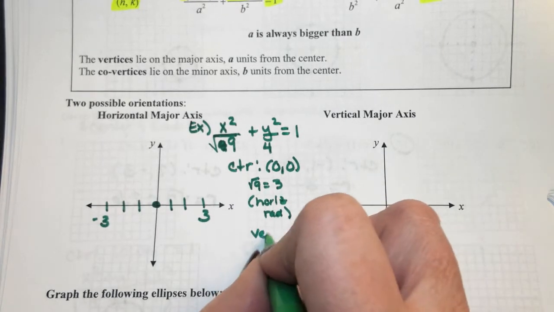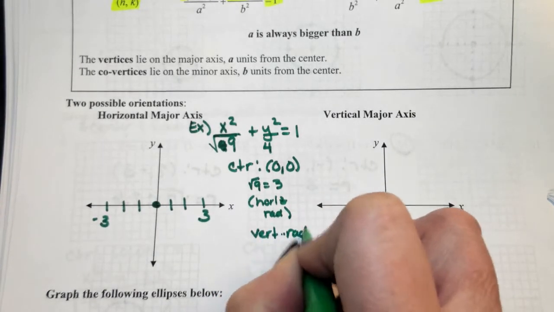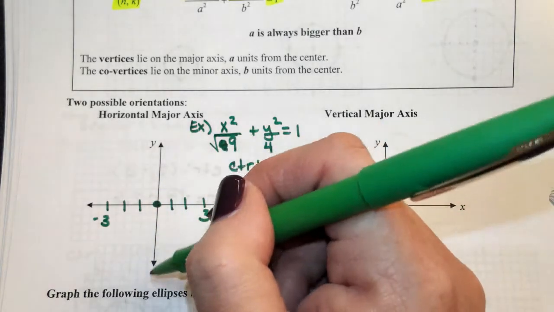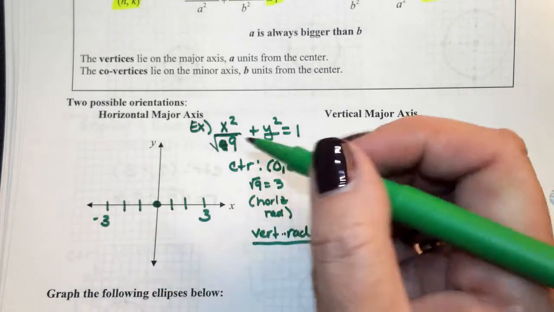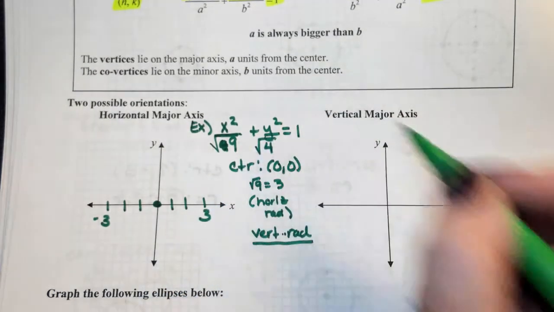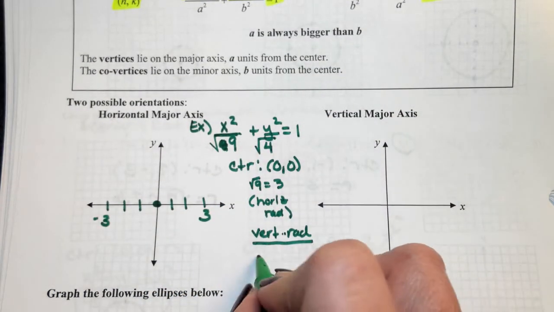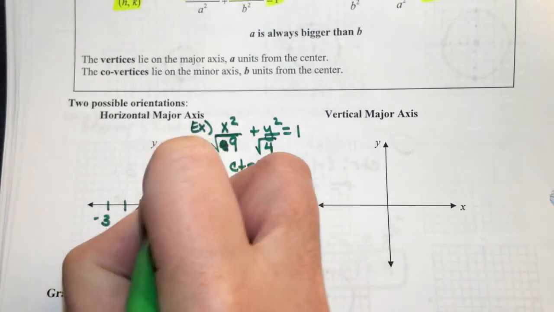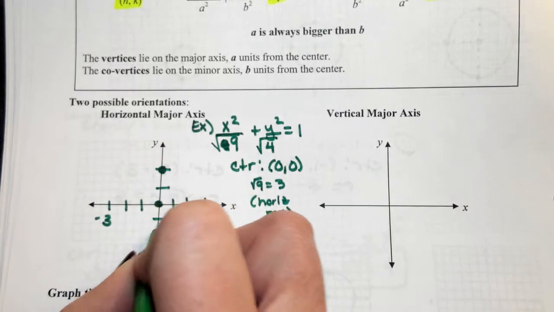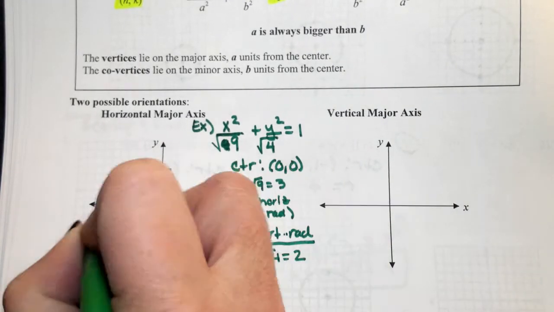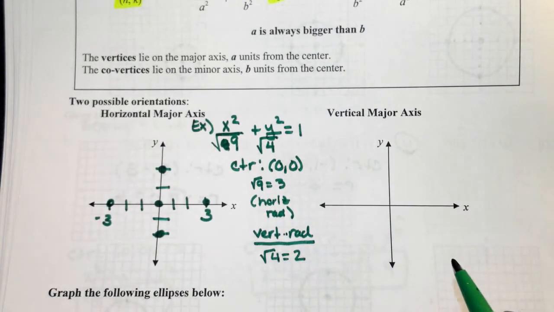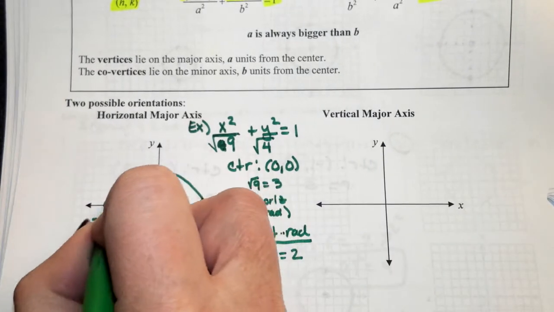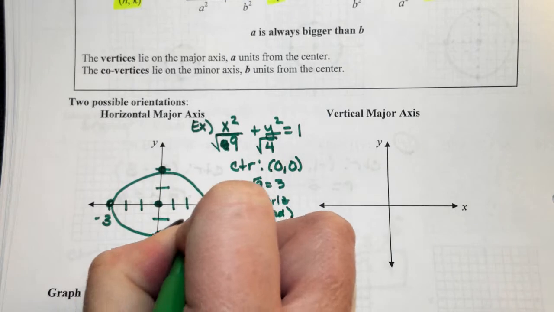Now you're going to find your vertical radius. Remember, y is the variable that goes up and down. So now you're going to take the square root of the number that's underneath y. And what is the square root of 4? The square root of 4 is 2. So I'll go 2 units above my center, 2 units below. So now you know those 4 outer points of the ellipse, and you can go ahead and connect those 4 points. Again, it's an oval shape.